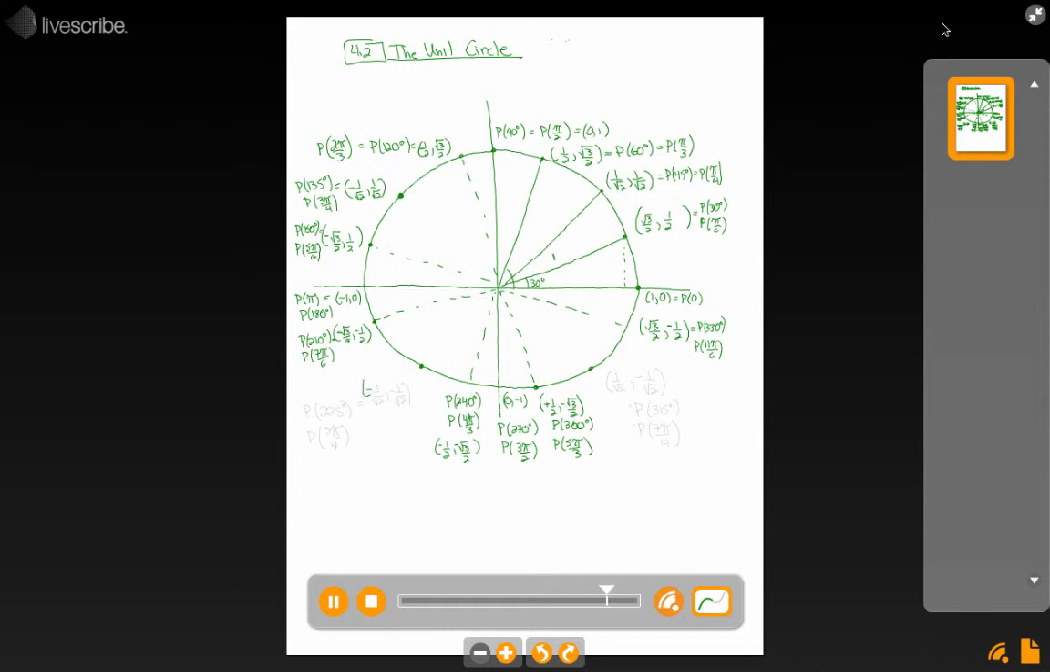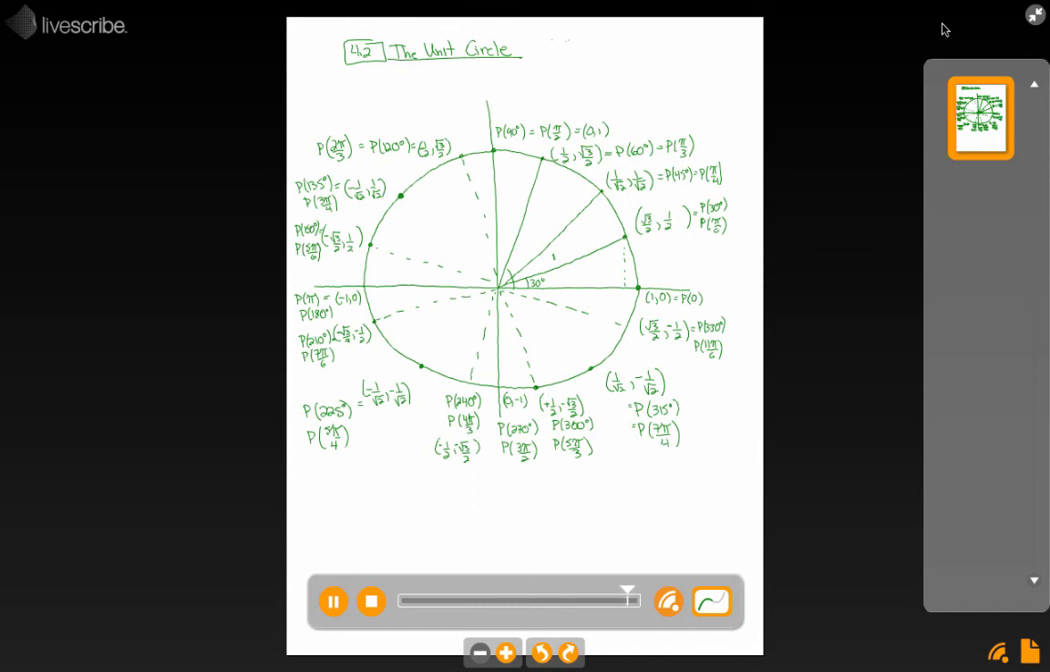Quadrant 3, both coordinates negative, and that's 225 degrees, or 5 pi over 4. And finally in the fourth quadrant, first coordinate positive, second coordinate negative. Our angle is 45 degrees less than a full rotation, so it's 315 degrees. In radians, it'll be 7 pi over 4.